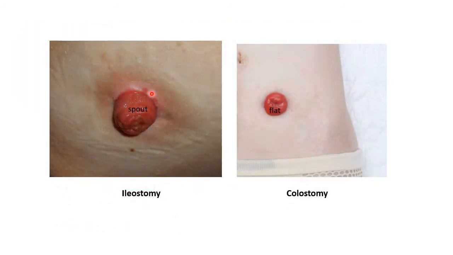Okay, this is to show you the difference between an ileostomy and a colostomy. An ileostomy has a spout about a few centimeters long, which is placed inside the stoma bag so as to prevent the secretions from causing skin damage around the stoma. Whereas a colostomy is flush with the surrounding skin because the stool is hard and it does not cause any skin problems.